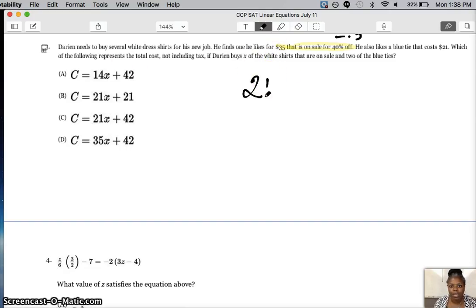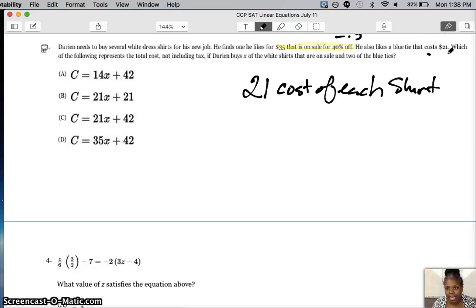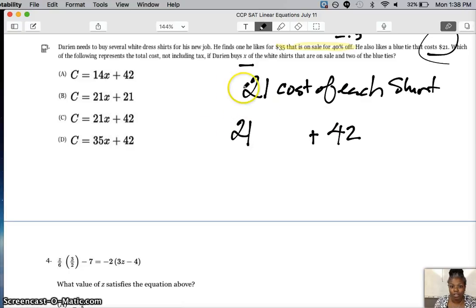So that would be $21 would be the cost of each shirt after the sale price. So after that, what you need to do is recognize that each tie is going to cost $21. So now we need to figure out what is the equation that represents the situation if Darian buys X number of shirts and he buys 2 of the blue ties. Well, if he buys 2 blue ties, we recognize that that's going to be $42. And we don't know how many shirts. That's going to be $21 for the sale price times X. So our equation should look something like this, and we see that we have that right here. So your answer is C.